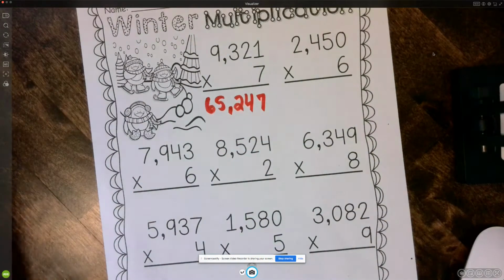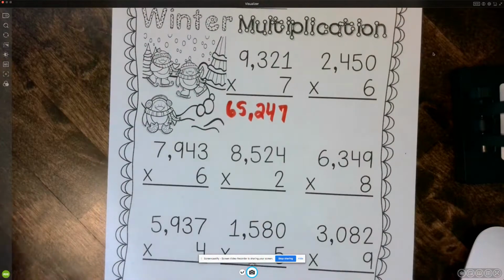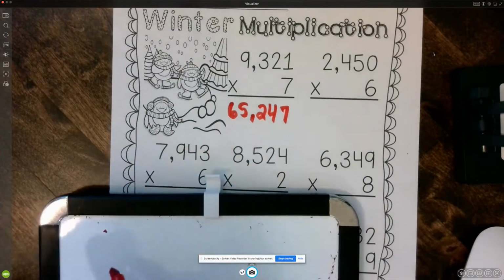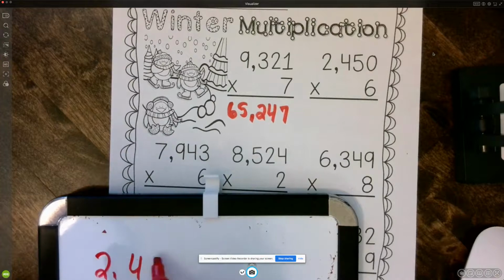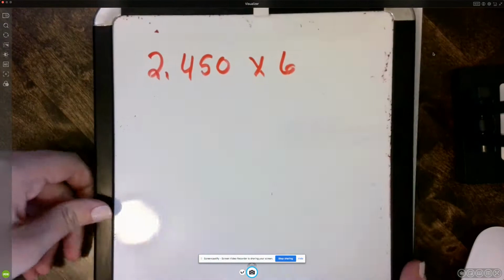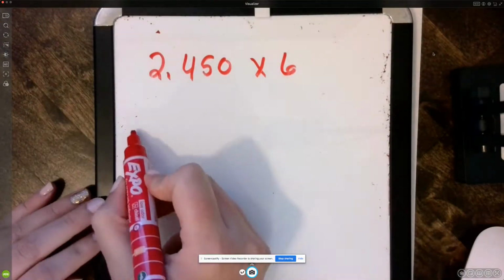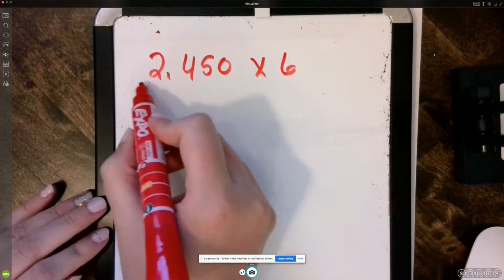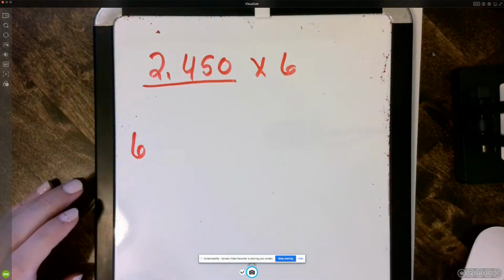Okay, let's practice this again with the next one. The next problem is 2,450 times 6. Let me get my board erased here. It's being a little stubborn. Okay, so I have 2,450 times 6. Okay, so I'm going to draw my area model here. My 6 goes out here on the end, and then I'm going to expand 2,450.